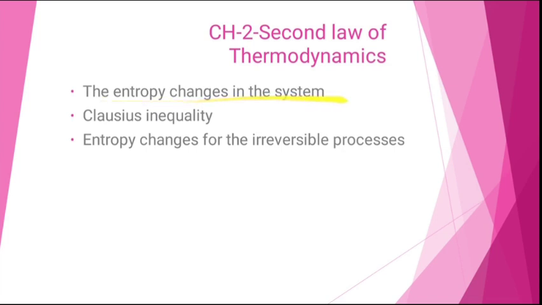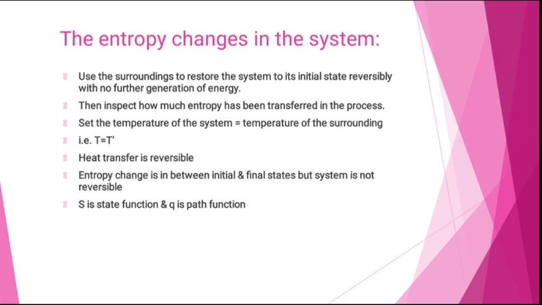The entropy changes in the system, Clausius inequality, and entropy changes for reversible processes. These are the 3 points which we are going to discuss in today's lecture. So we will start with the entropy changes in the system. Our first point is this: the entropy changes in the system. Use the surroundings to restore the system to its initial state reversibly with no further generation of energy.